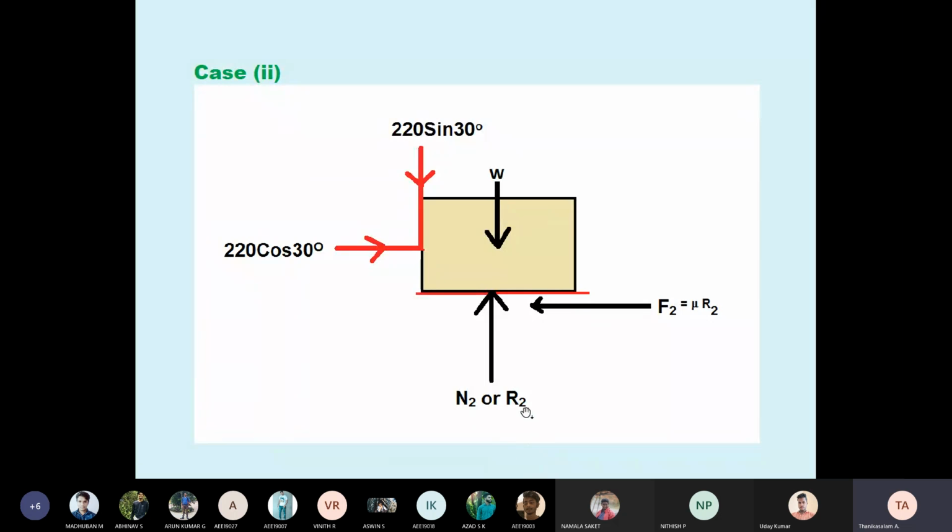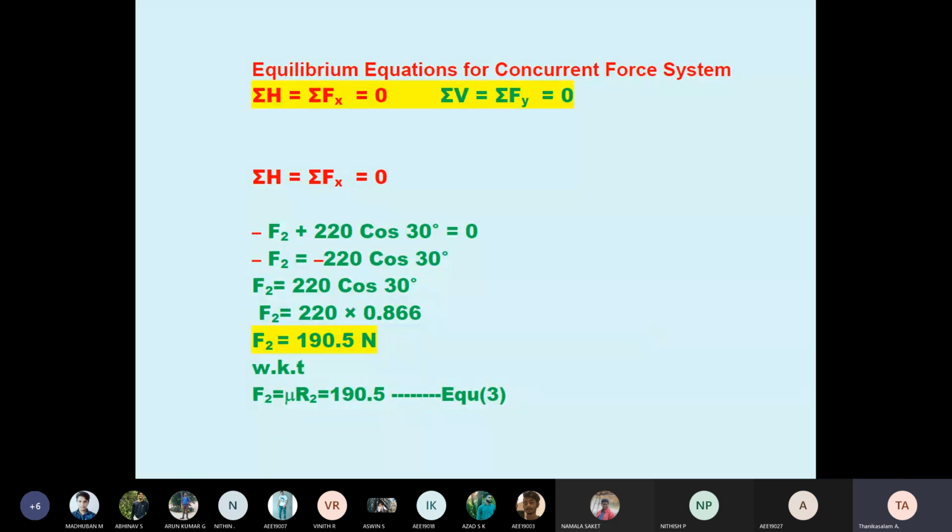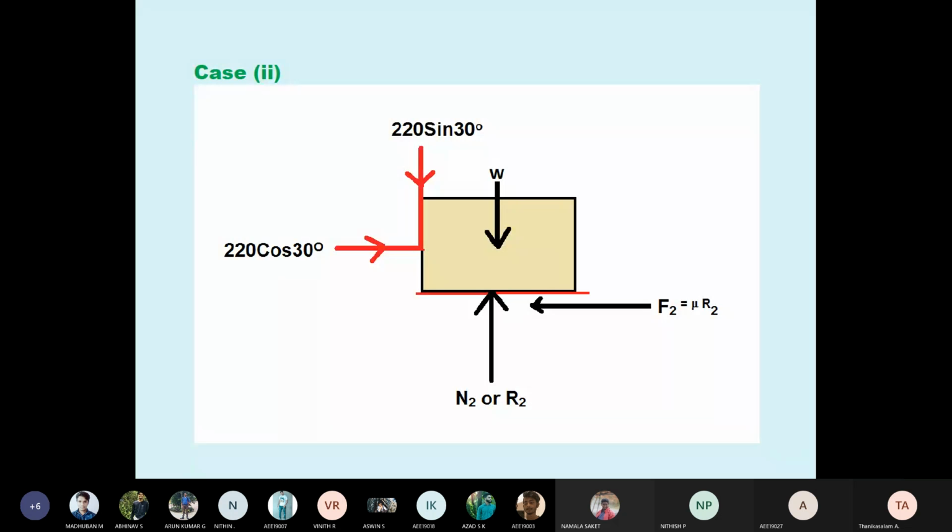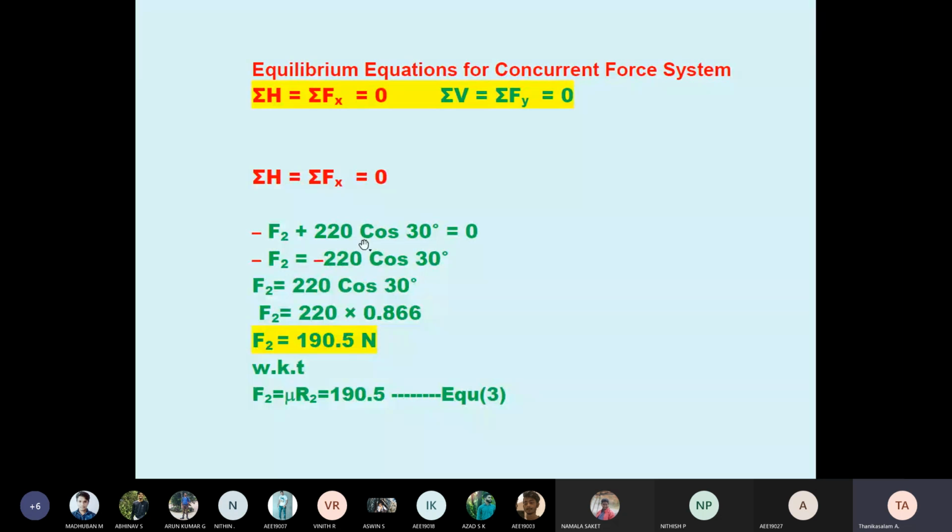And reaction R2. The same body, that's why I did not take W1, W2. A single body only, first pulling, then pushing. The friction is different now, because now the applied force 220 cos is there and friction will be bearing it, that's why I took F2. Now apply again summation Fx = 0, Fy = 0. What is Fx? Minus F2 plus 220 cos 30. So F2 equal to 220 cos 30, 220 into 0.866. Therefore, F2 equal to 190.5 Newton.